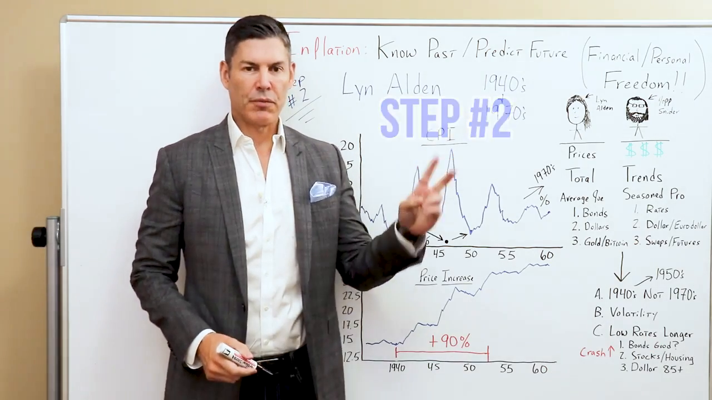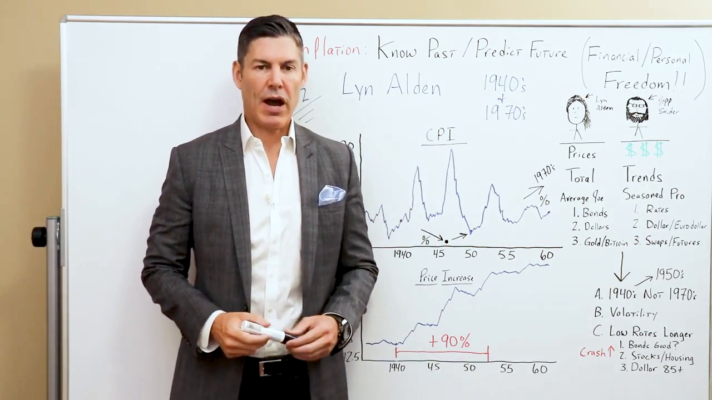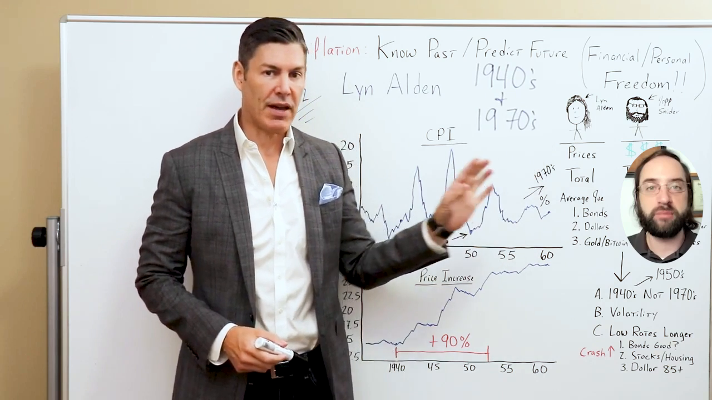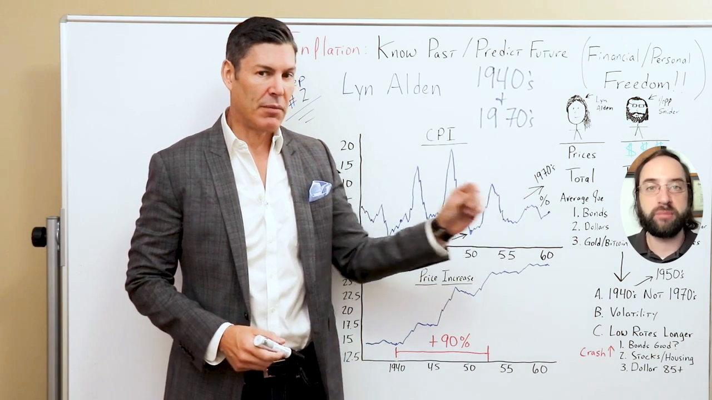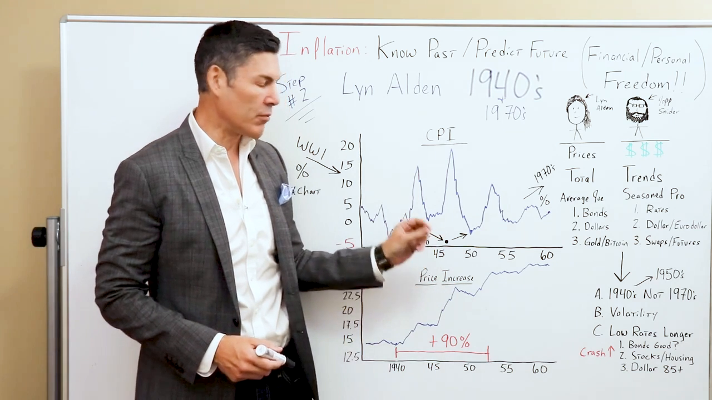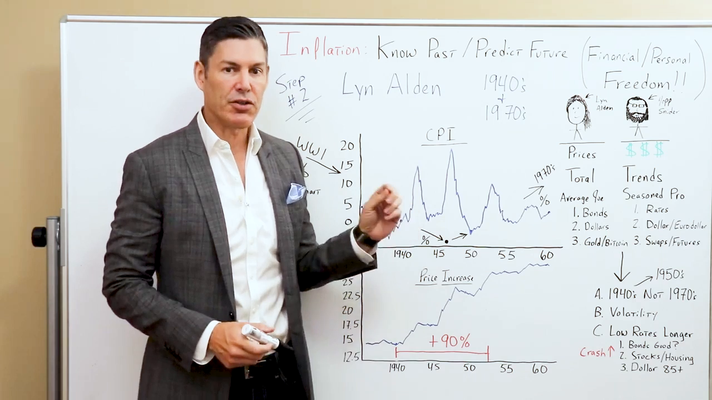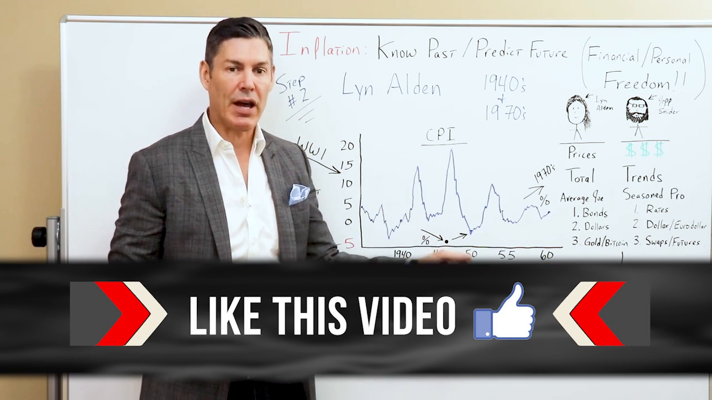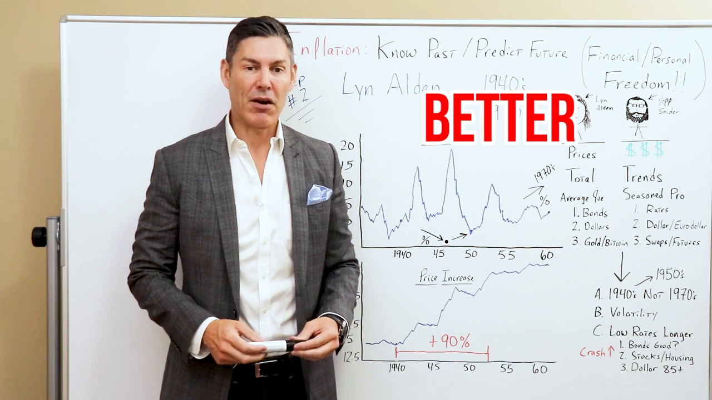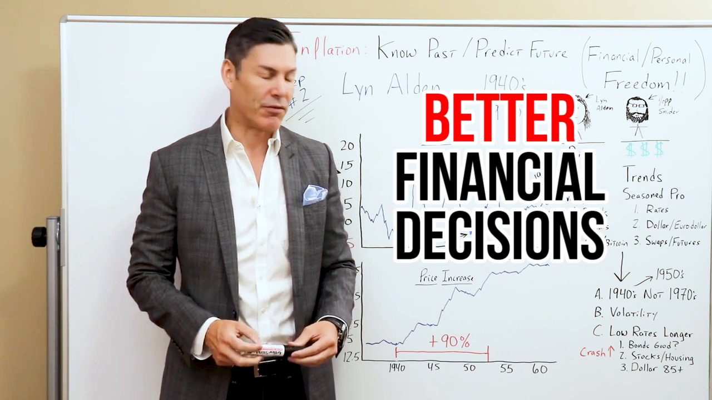Step number 2. We just went over how Jeff Snider sees the 1940s and the 1970s. But now let's take a look at how Lyn Alden looks at the 1940s more specifically to determine where they agree and where they disagree so you can make better financial decisions for your future.